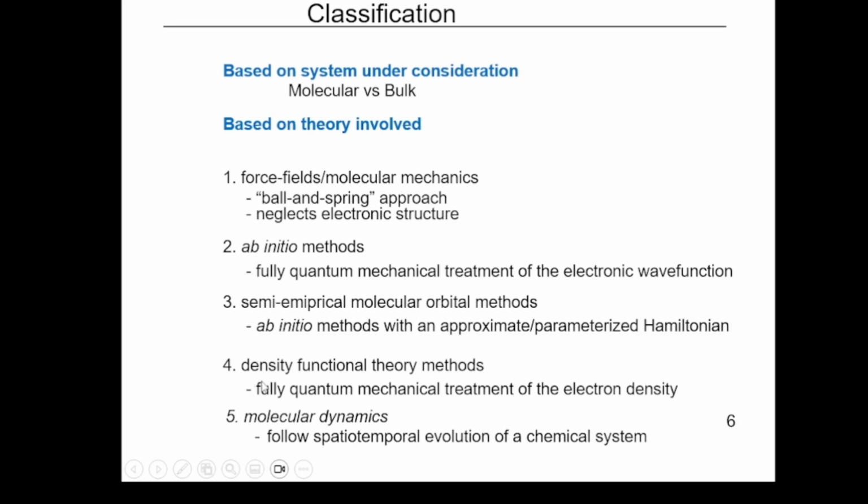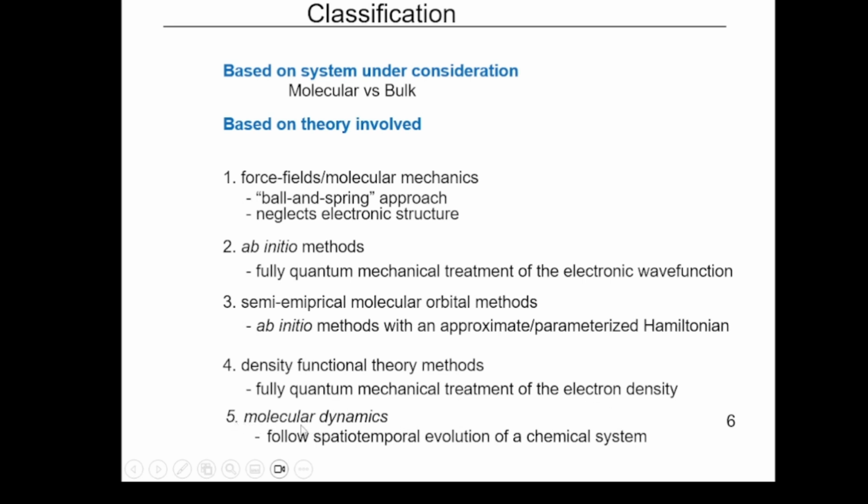The fourth category is density functional theory methods. It's a fully quantum mechanical treatment of electron density. Now the difference between ab initio and density functional is that in ab initio, there's an electronic wave function which is used for calculation, but in the density functional theory method, it's again a quantum mechanical treatment, but on electron density.